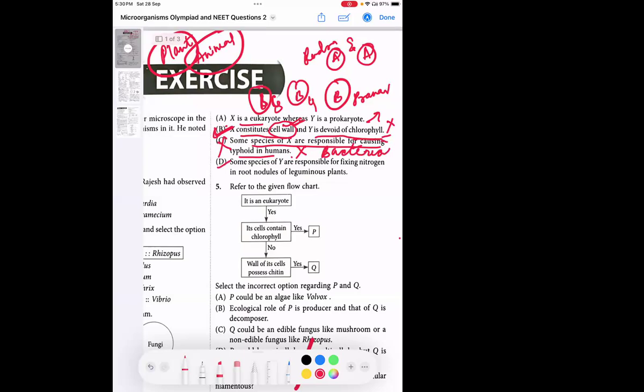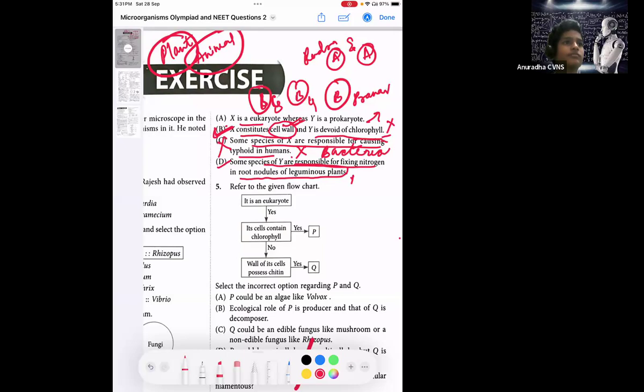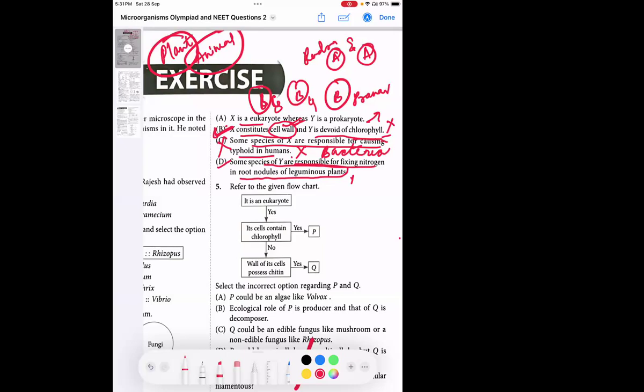Now D1, some species of Y are responsible for fixing nitrogen in root nodules of leguminous plants. So you might have learned in the microorganisms who fixes the nitrogen. Rhizobium and blue-green algae, ma'am. So what is that blue-green algae? That belongs to which microbe? Bacteria, right? Now it cannot be bacteria here, and the leguminous plants are the bacteria. So it cannot be the answer. So that's what we are left with.